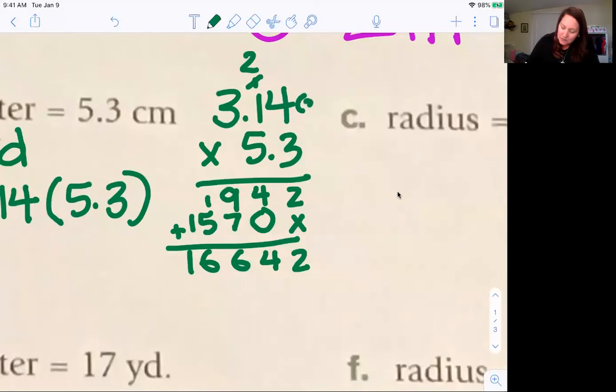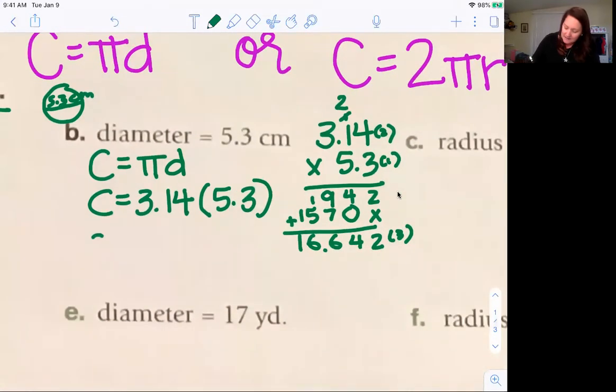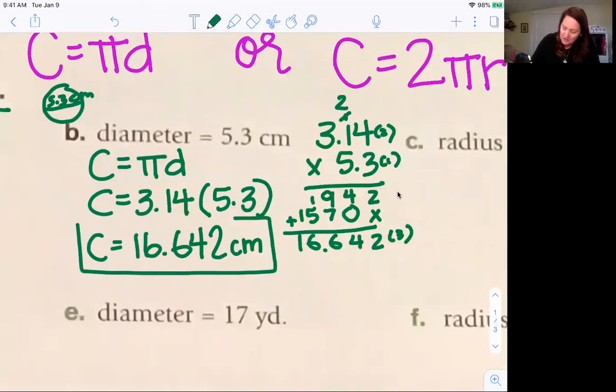And I have 2 decimals here, 1 decimal here. So I'm going to have 3 decimals in my final answer. And I get, and I hope you got the same thing, C equals 16.642 centimeters. And remember, circle or box your answers, or you can highlight your answer just so you know where your answer is, okay?